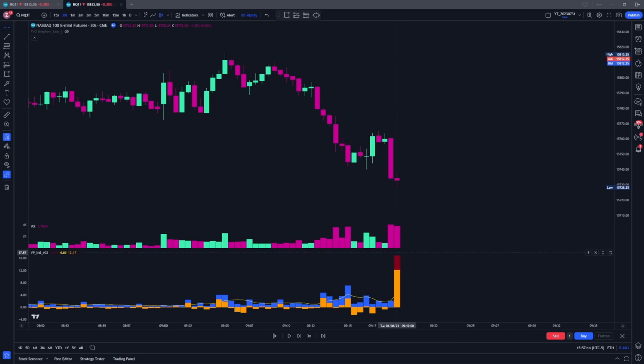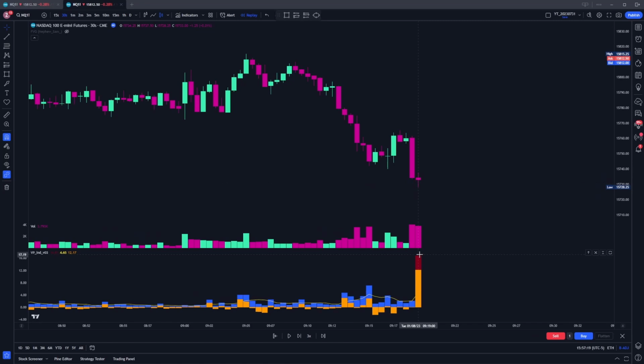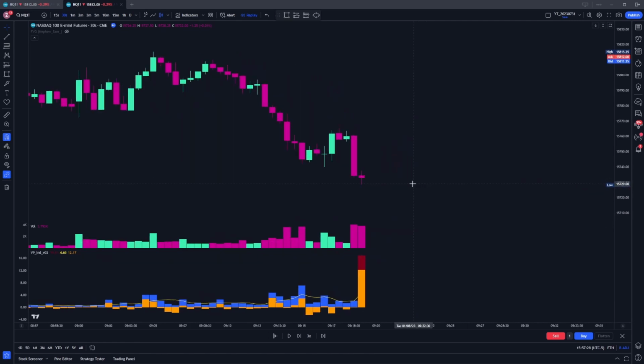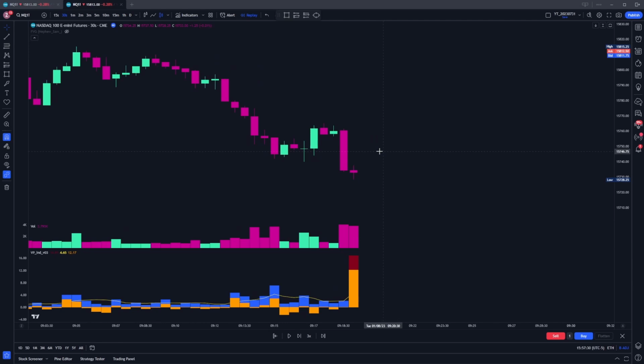To explain what this indicator is showing, I went back into replay mode to show you this candle. This indicator is basically telling us how much resistance there was for the price movement in a candle according to the volume. And this is a great example of what this means.